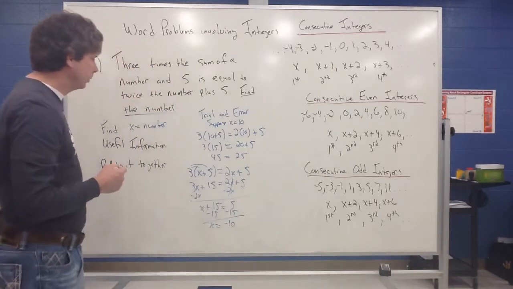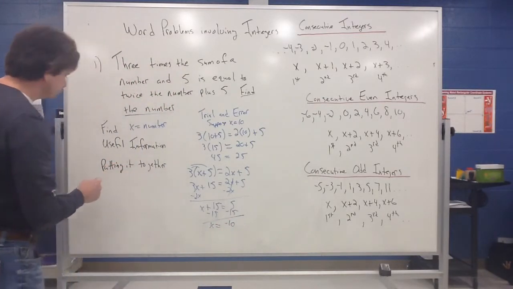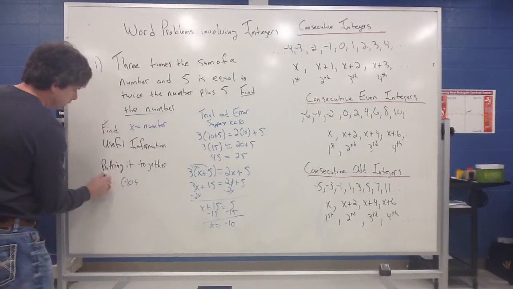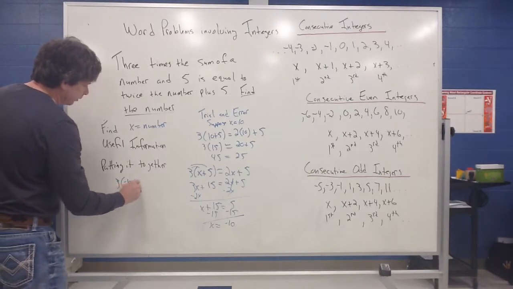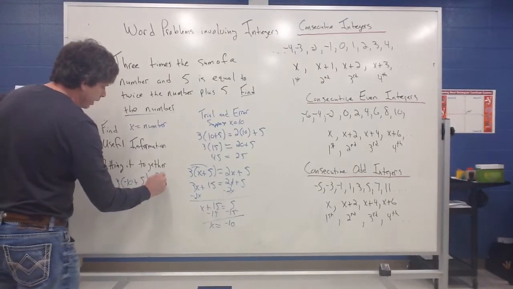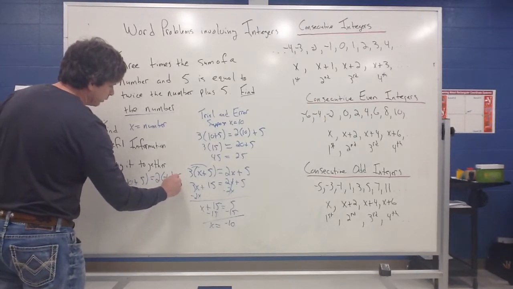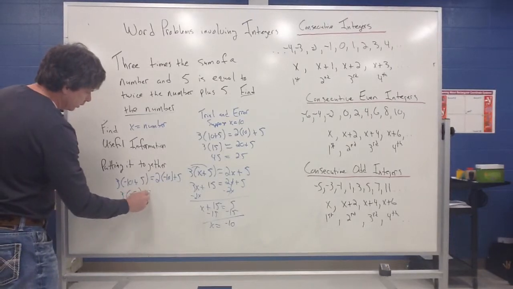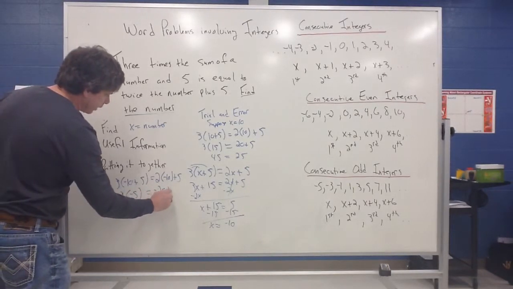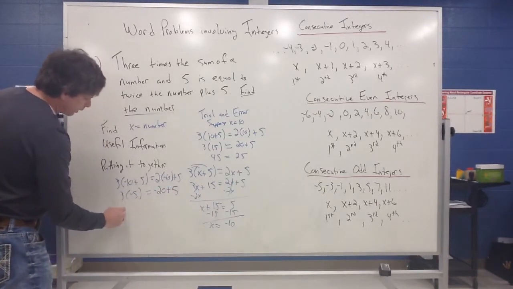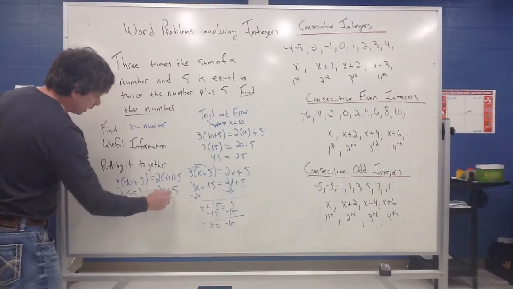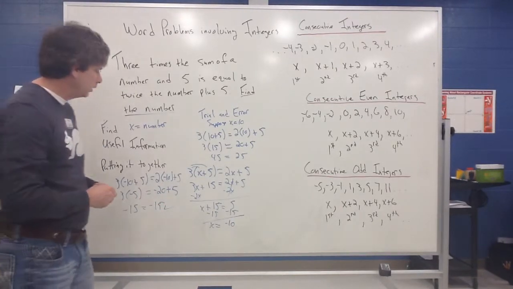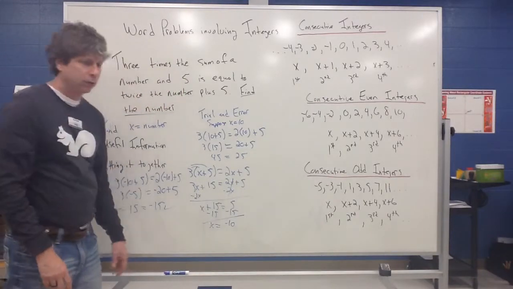So what they're saying is negative 10 should be the solution. If I check that, 3 times the sum of negative 10 and 5 has to equal 2 times negative 10 and 5. So negative 10 and 5 gives me a negative 5, so that's going to be 3 times a negative 5. And this is going to be a negative 20 and a positive 5. 3 times negative 5 is indeed a negative 15. And negative 20 and a 5 is a negative 15. So it does check out. So that indeed is going to be our solution to the problem: x equals negative 10.